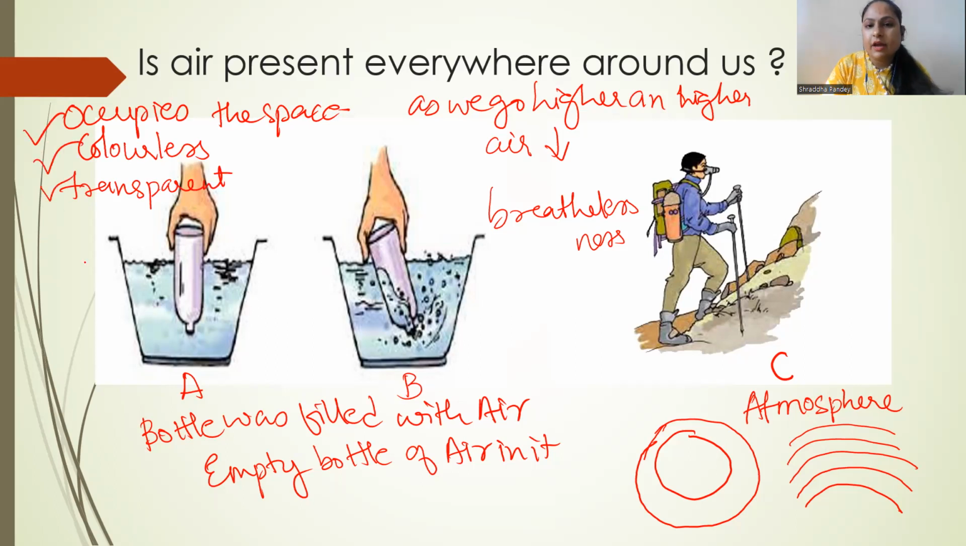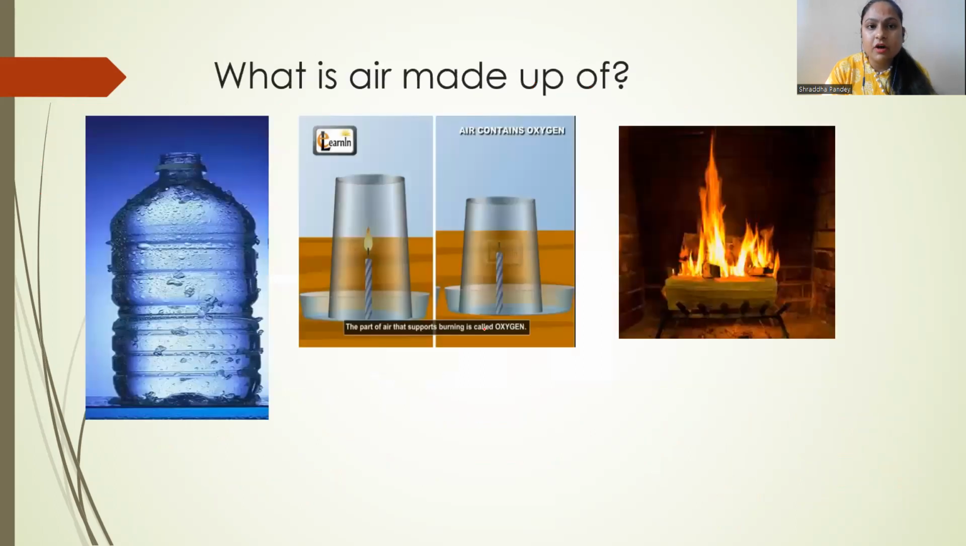Also, as we go higher and higher, the quantity of air decreases. So this is another property of air. Now, what is air made up of? One thing we have talked about is that mountain climbers carry oxygen cylinders. So oxygen is there in the air, that we know. So let's check it. Is it really present in air?